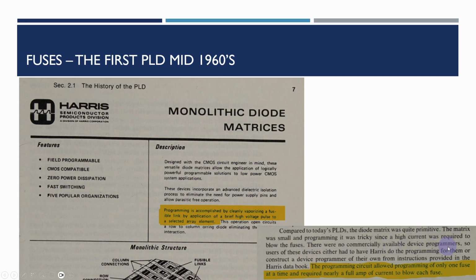There were no commercial programmers available, so you either had to get Harris to do it or make your own, and the programming circuit allowed programming only one fuse at a time and required nearly an amp of current to blow each fuse. So things in those days were a little basic, and obviously they've moved on a lot since then. The devices that we're using use flash programming, so they're erasable, and I think the latest ones are erasable up to about 1,000 times before you might start to run into problems with them.